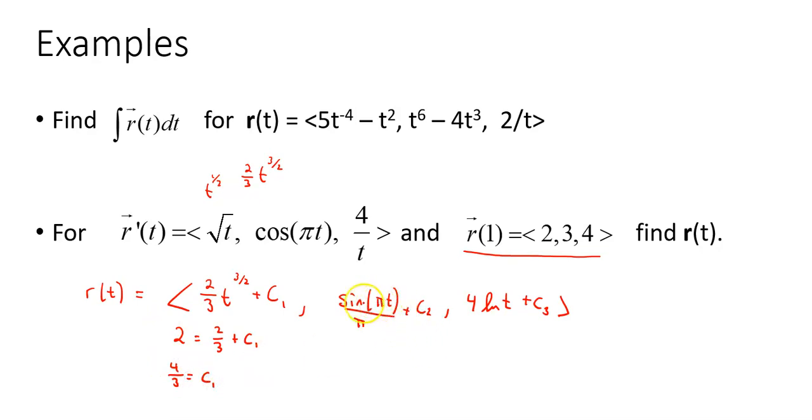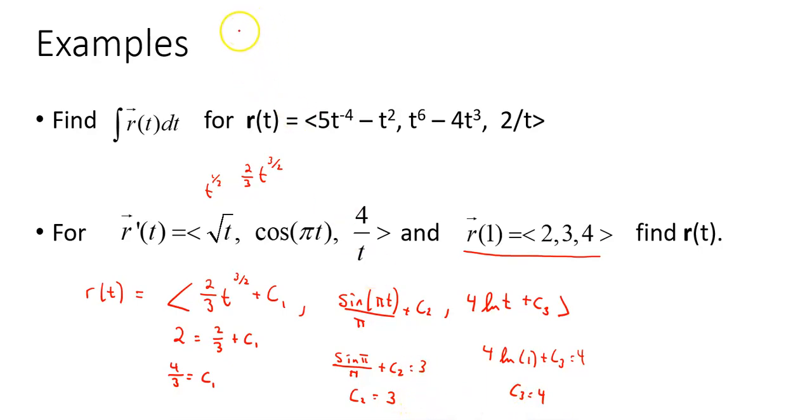Over here, if I put in a 1, I get the sine of pi over pi plus a constant equals 3. Well, what is the sine of pi? Oh, all right. Well, that's not terrible, right? The sine of pi just gives me 0. So 0 plus 3 is 3. My second constant is 3. Over here, I get 4 times the natural log of 1 plus a constant equals 4. Well, the natural log of 1 is 0. C sub 3 is equal to 4.